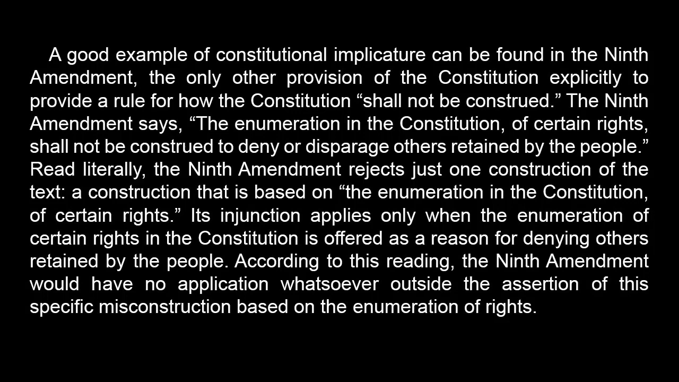Read literally, the Ninth Amendment rejects just one construction of the text, a construction that is based on the enumeration in the Constitution of certain rights. Its injunction applies only when the enumeration of certain rights in the Constitution is offered as a reason for denying others retained by the people. According to this reading, the Ninth Amendment would have no application whatsoever outside the assertion of this specific misconstruction based on the enumeration of rights.